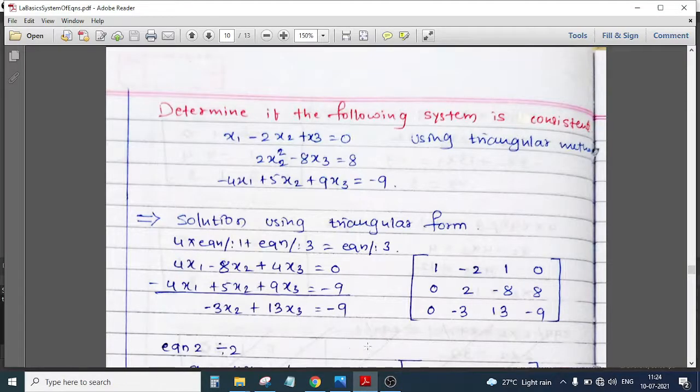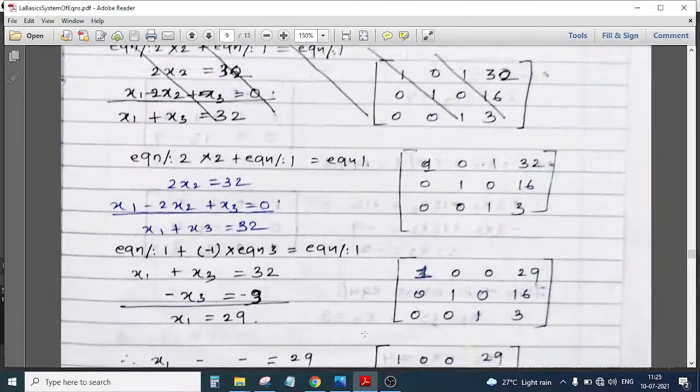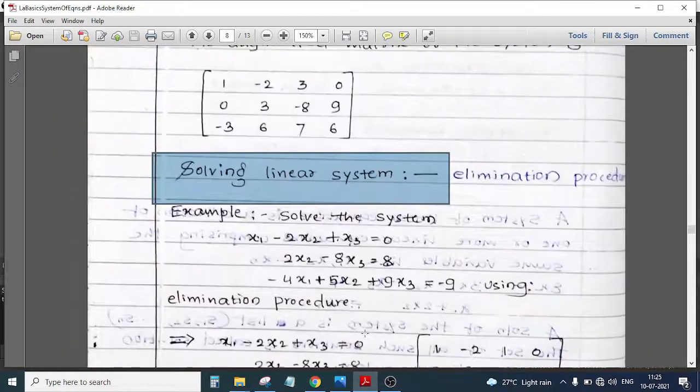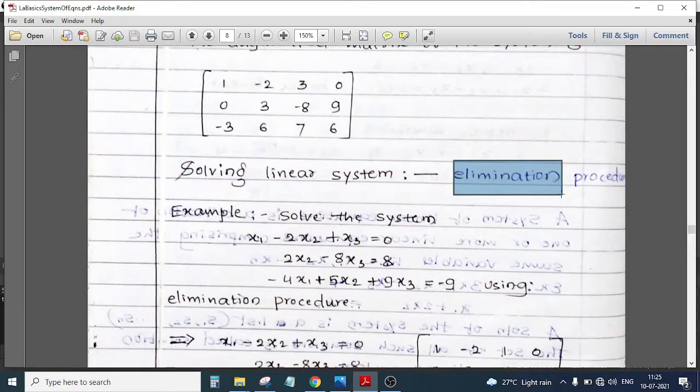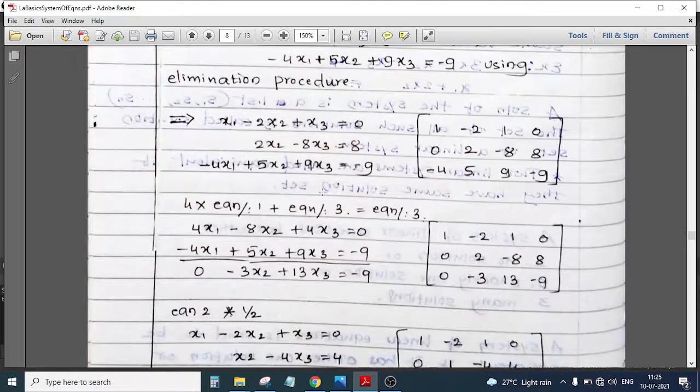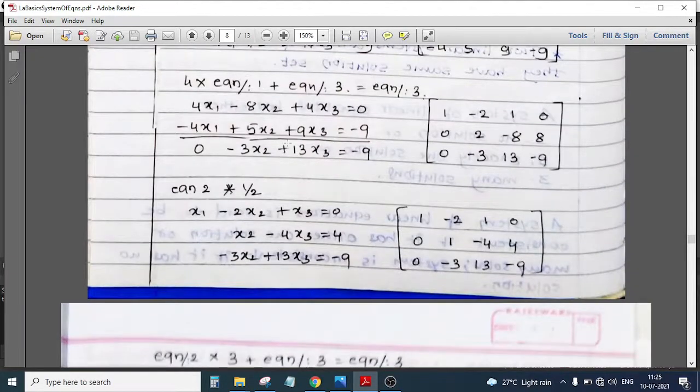So welcome back friends. This is the continuation of your set of linear equations which we started in the previous class. In the last class we saw how to solve linear equations, and the method we used was the elimination method. Using the elimination method we solved one problem.